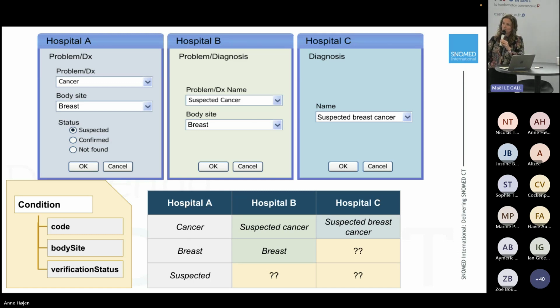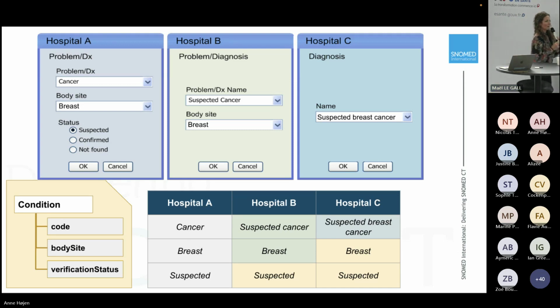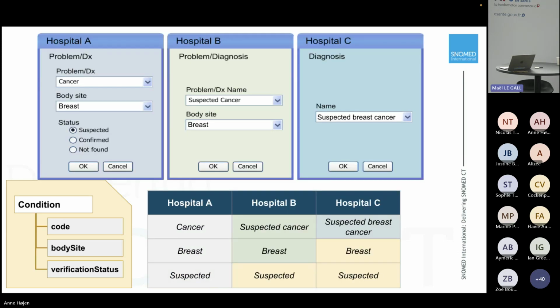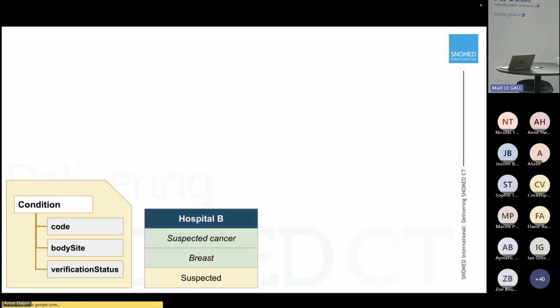So this is where using SNOMED will help us to derive the information that is required by our information model or our communication model. Because from this information, the machine can actually derive these values. And let me just show you how. This is hospital B, right? This one. How do we get this suspected here?